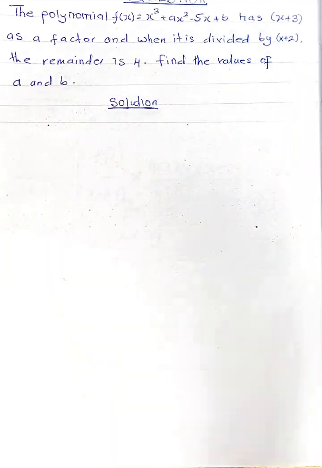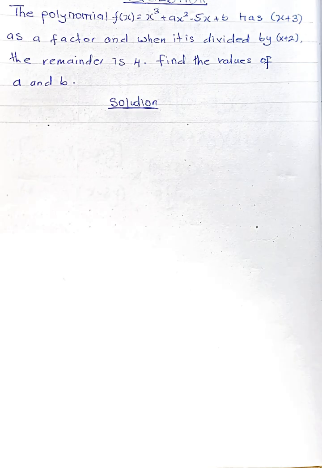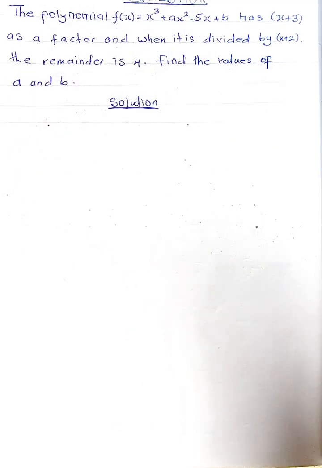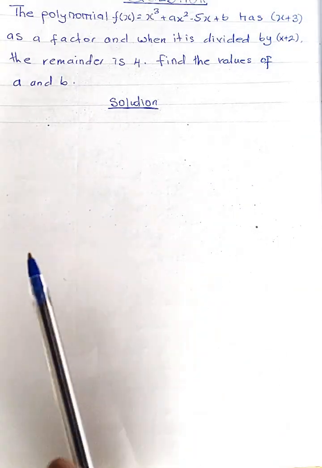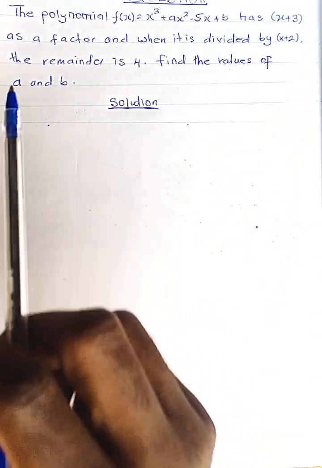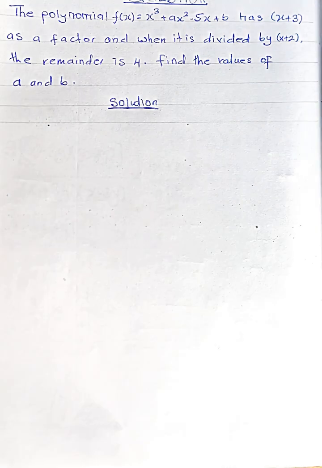Because when a factor divides a number, there should be no remainder. The remainder should be 0. So when something is left behind, it means that the number is not a real factor of the function being given. So let's get started and find the values of a and b respectively.